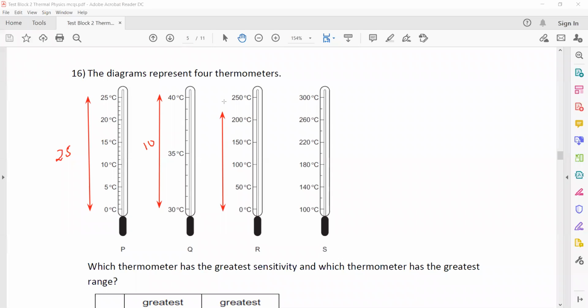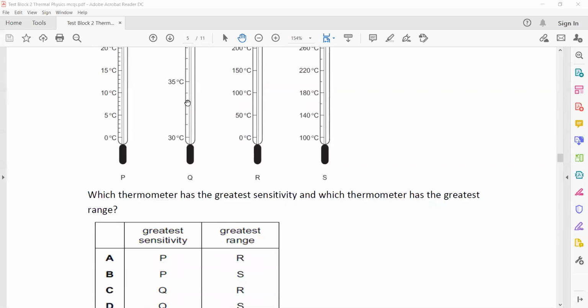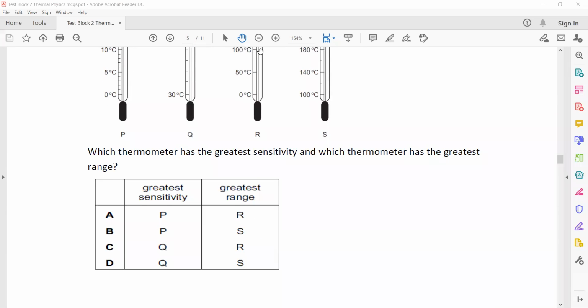For R, it started with 0 and the maximum is 250, so it can record 250 divisions. Q started with 100 and ends at 300, so it can record 200. Which of them has the highest range? R has the highest range. And which is more sensitive? Q is more sensitive. That's why option C is the right answer.